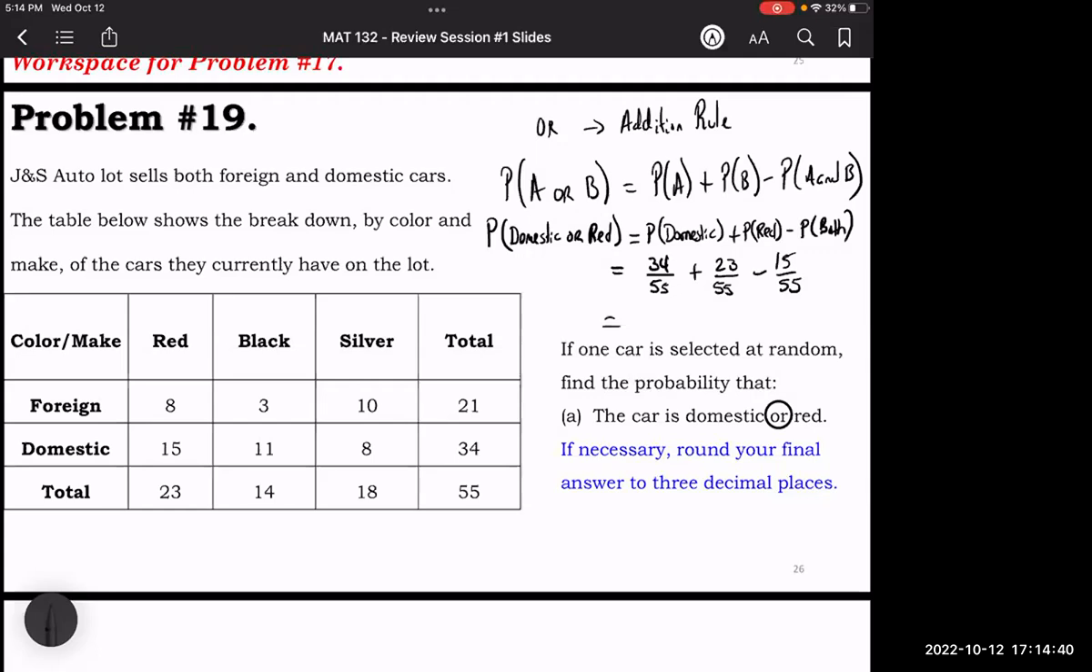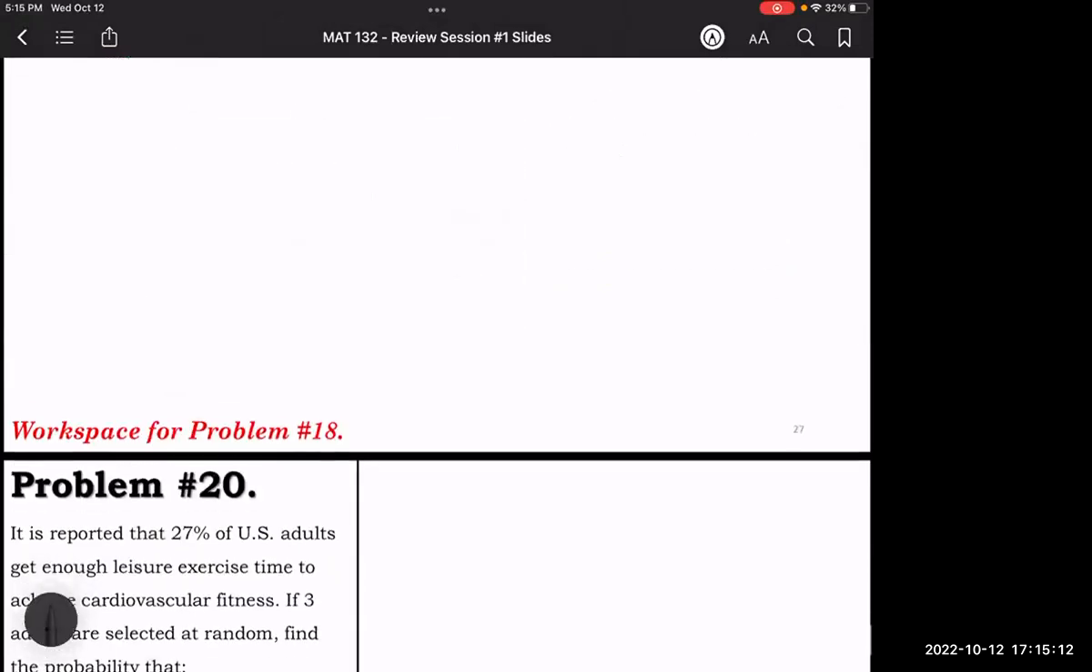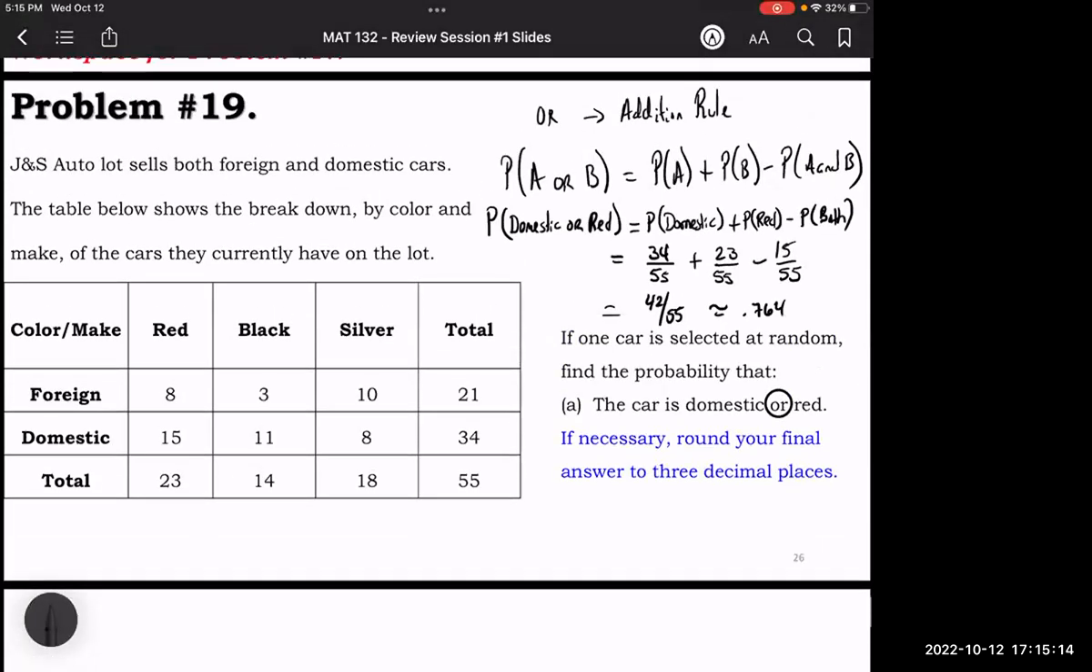No, it can't be 34. 42. So you get 42 out of 55. And then you follow the rounding rule. The rounding rule says to do 3 decimal places. So if you want to check that out, it would be something like 0.76, I think 4. If you were to do it, 0.764. Questions? I might use the workspace for problem 20. But anybody have any questions on the addition rule?